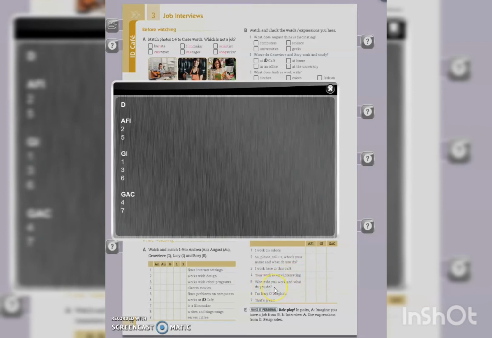5, where do you work and what do you do? This is asking for information. 6, I'm Rory Lowlin. What is it? Giving information. And the last, that is number 7, that's great. Giving a compliment. Here you have the correct options.